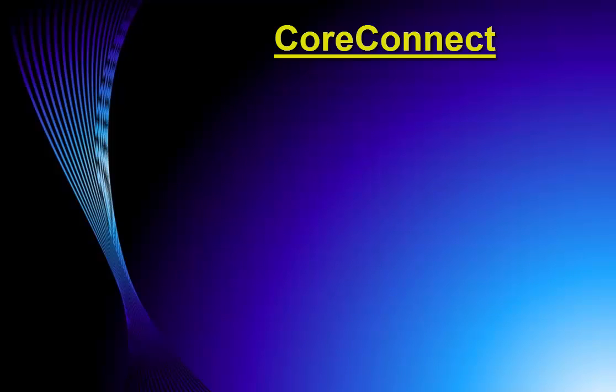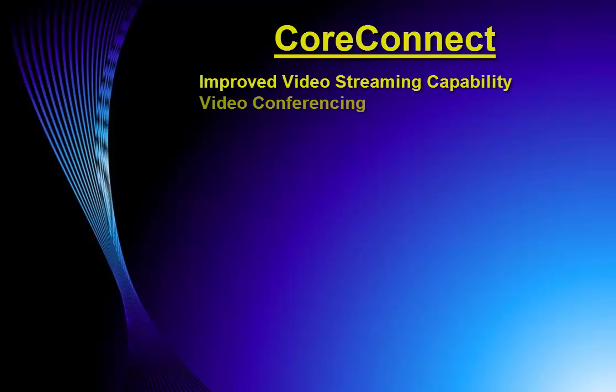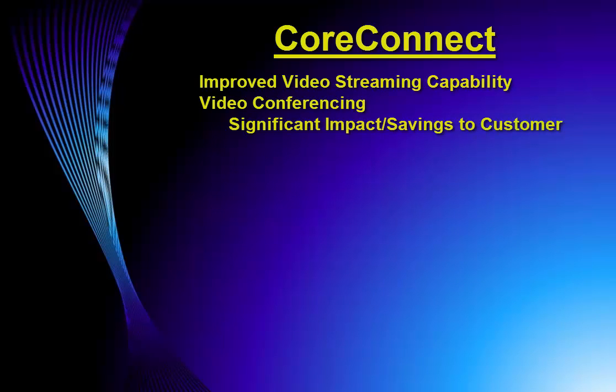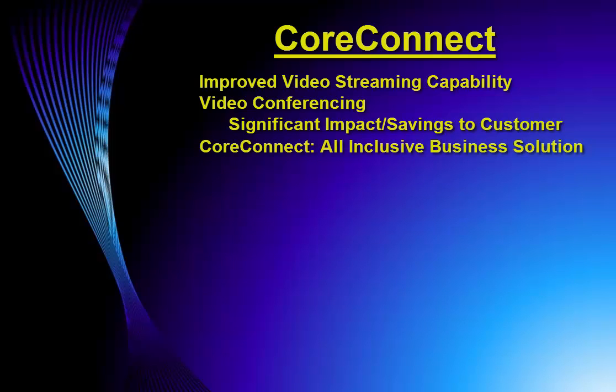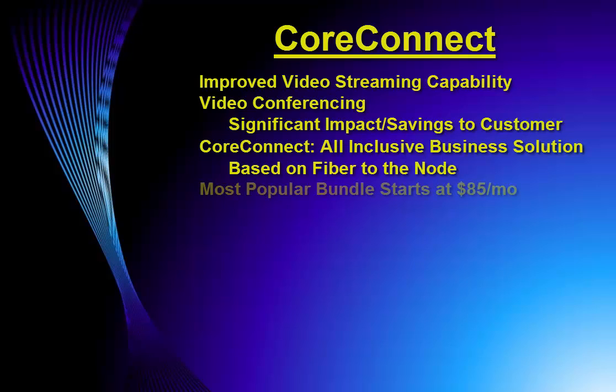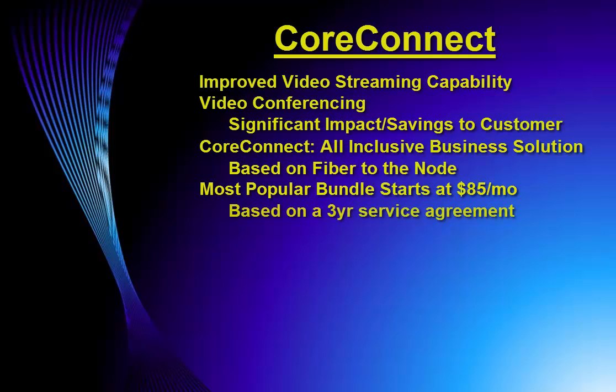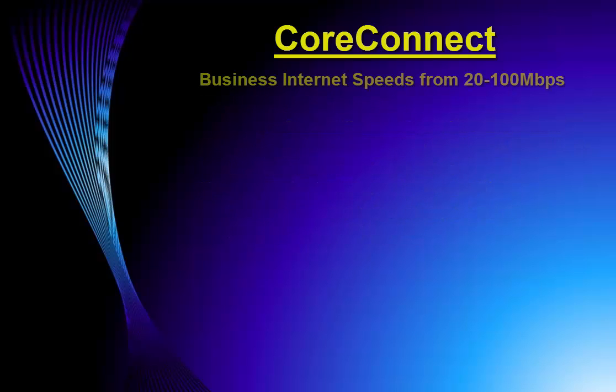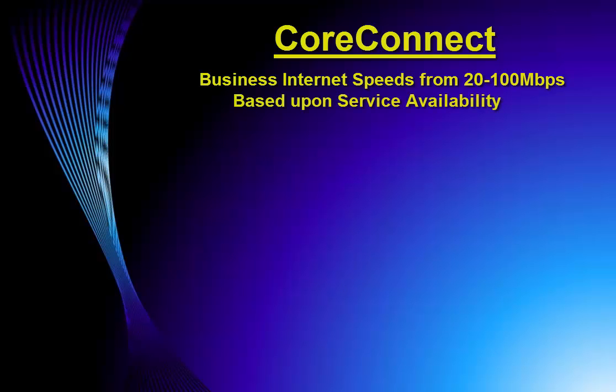New applications are supported, such as video streaming and video conferencing, which can have a significant impact on the customer's business. The new CenturyLink CoreConnect service is an all-inclusive business solution based upon the new fiber to the node technology. Of the service package offerings available in your pricing schedule, the most popular CoreConnect bundle has a price of $85 a month for 3 years with internet speeds at 20 megabits and includes the following: high-speed business internet with speeds from 20 up to 100 megabits per second based upon service availability.